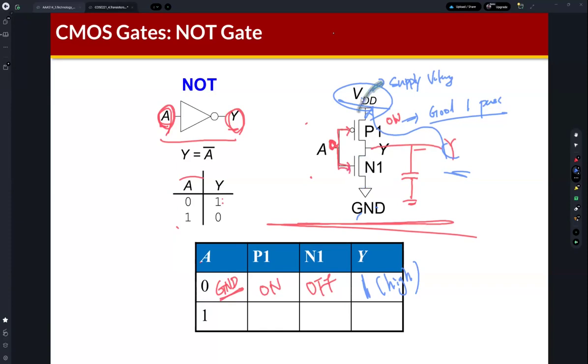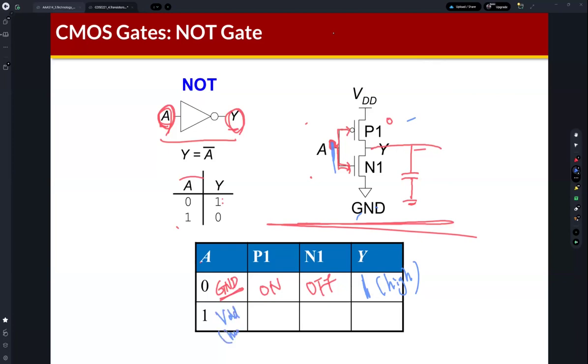And then inversely, if A becomes 1, so it's VDD, the high voltage, 1 is connected to the gate of the PMOS transistor. So this is off. It's a bubble. And the NMOS transistor is on, right? Because the PMOS transistor is off, it is disconnected, but the NMOS is connected to the ground. So Y is connected to the ground. So this is 0, because this is low, ground.